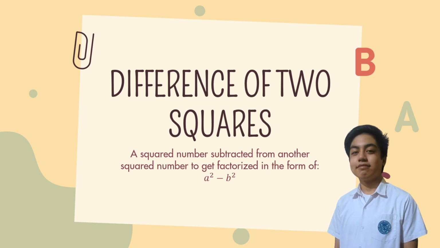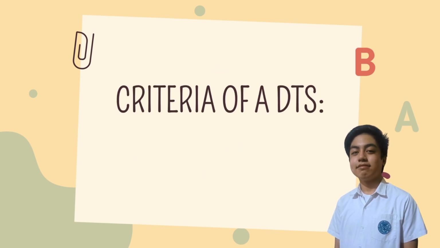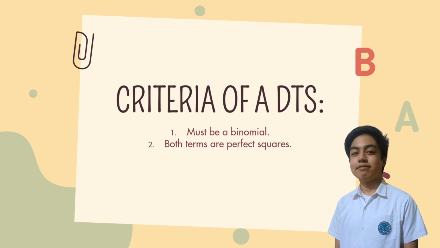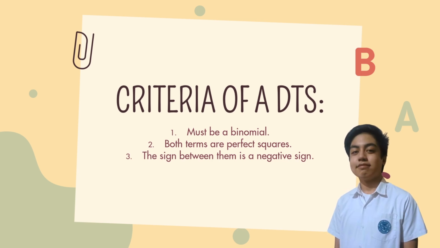Similar to perfect square trinomials, a difference of two squares must take into consideration a number of factors before referring to itself as a difference of two squares. First, the polynomial has to have two terms, or has to be a binomial. Next, the second factor, which was also covered in the previous video, is that the first and the last terms must both be perfect squares. And lastly, the sign between the first and the last term must be a negative sign. In other words, the last term must be a negative.